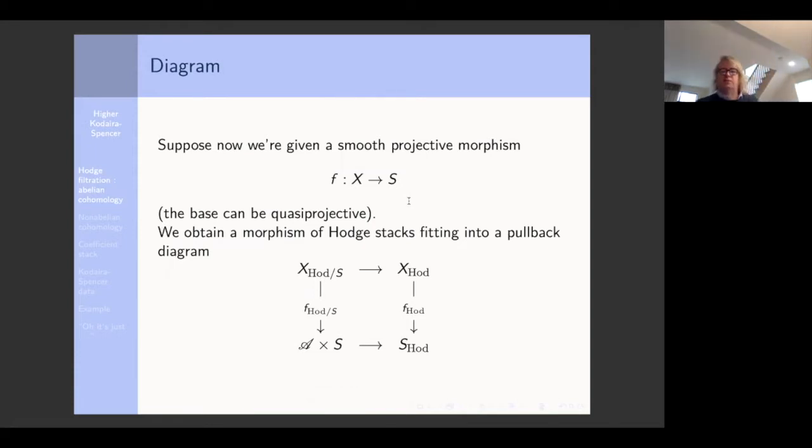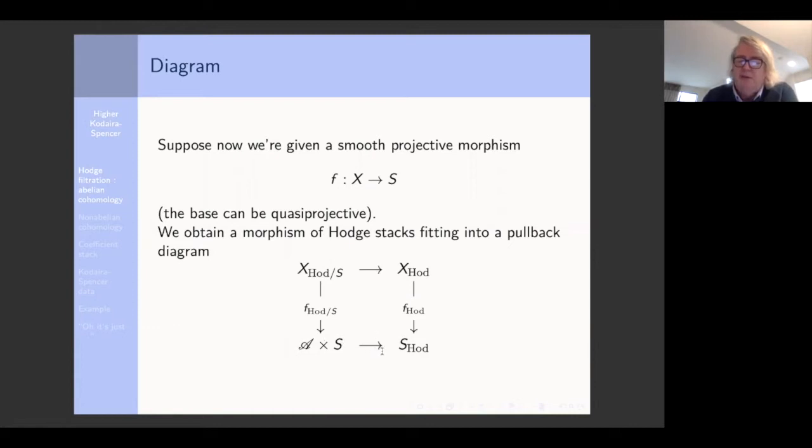So now suppose we're given a smooth projective morphism. Then we get a morphism of Hodge stacks that fits into a pullback diagram like this. So X Hodge maps to S Hodge. Now S Hodge, as we saw before, is a quotient stack of A cross S, which is to say we took A cross S and added a formal groupoid structure. So when you add a formal groupoid structure, the stack that represents it receives a map from just A cross S itself. In other words, A cross S is the object of the formal groupoid.